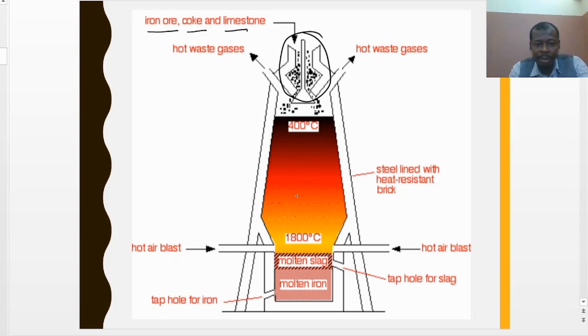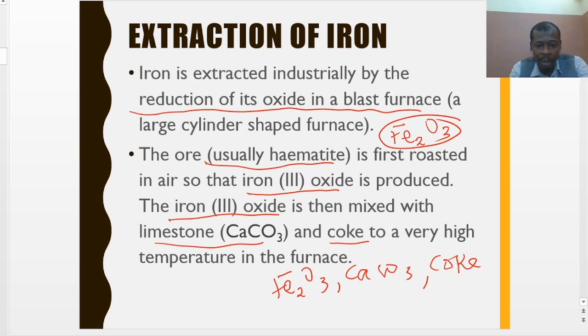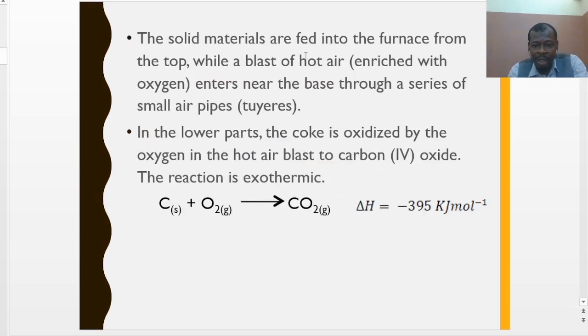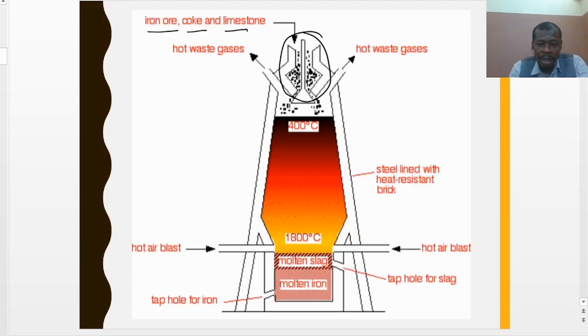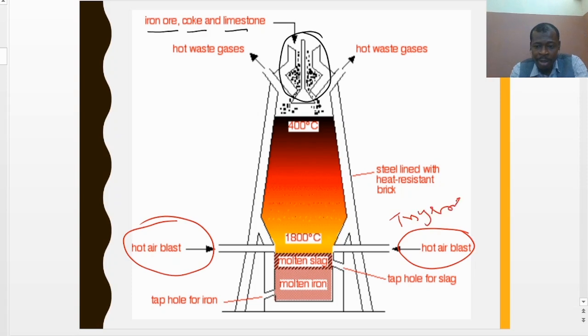Thereafter, we can see that after the solid materials are fed into the blast furnace from the top, a blast of hot air enriched with oxygen enters near the base through a series of small air tubes called the tuyeres. So hot blast air is made to pass through this path of the blast furnace, which is known as the tuyeres. Both portions here are known as the tuyeres. They are like tubes through which hot air is blasted into the furnace.